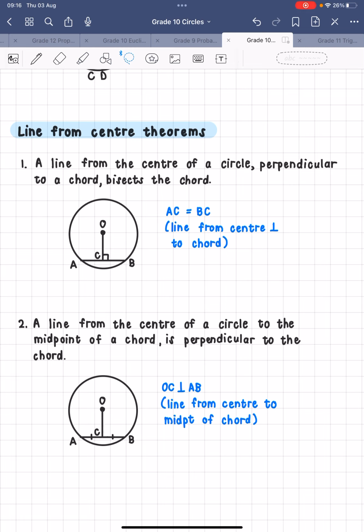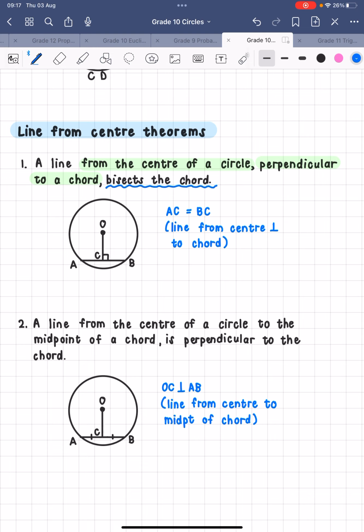A line from that center perpendicular to a chord does what? It bisects the chord. Alright, so this is the condition: the fact that it is from the center of a circle and that it is perpendicular to a chord. Then the result is that it bisects the chord. It cuts that chord in half. So that is what we are going to use this theorem for.